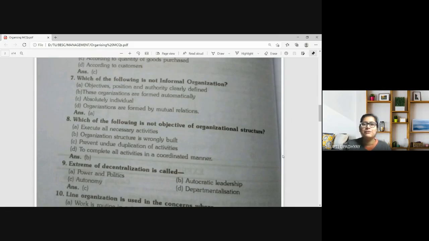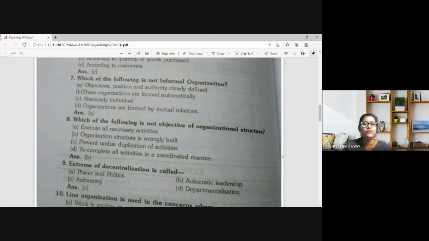Not forming a part of organization. The answer is objectives, positions, authority clearly defined is the part of a formal organization. So our answer A is correct. Others are forming part of informal organization.